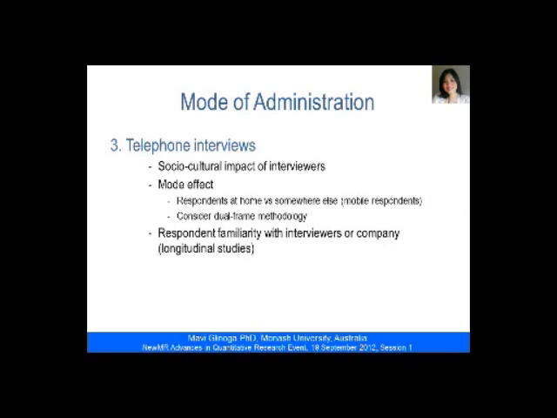And the third thing is the respondent's familiarity with interviewers or the company. If you are doing longitudinal studies, it is not recommended that you designate the same interviewer to call the same respondent, because they start to develop some kind of open boundary relationship, which becomes dangerous because that also increases the level of bias. If they become close friends, they might be too open, or they might try to impress each other. So the respondent might try to impress the interviewer.